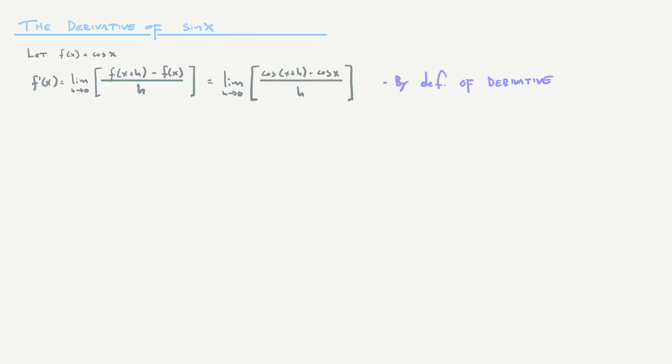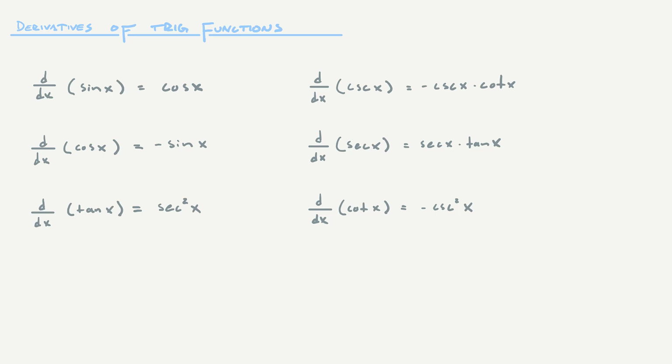All right, so cosine starts off much the same as the sine of x. We're going to let f prime be equal to the limit as h approaches... I'm just kidding, you guys. I'm not going to make you sit here and watch all these proofs. We're just going to take these at face value.